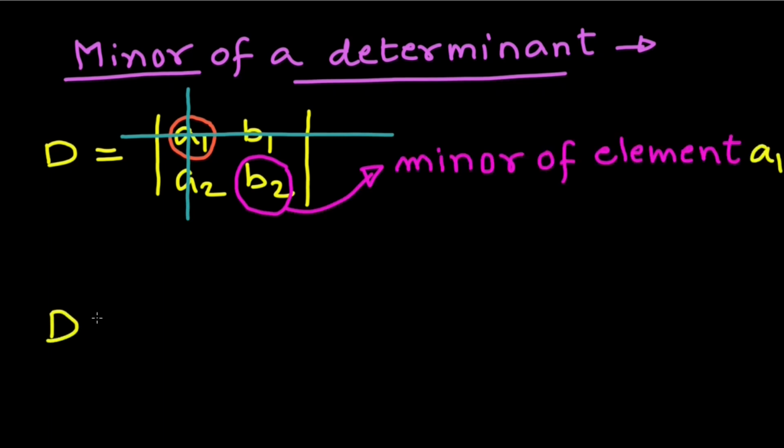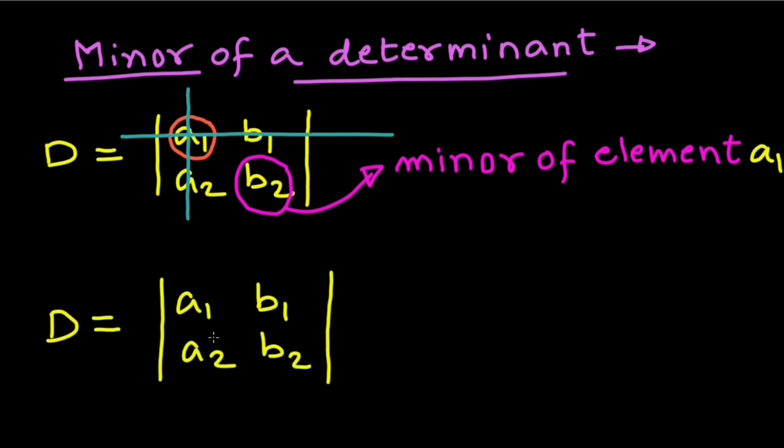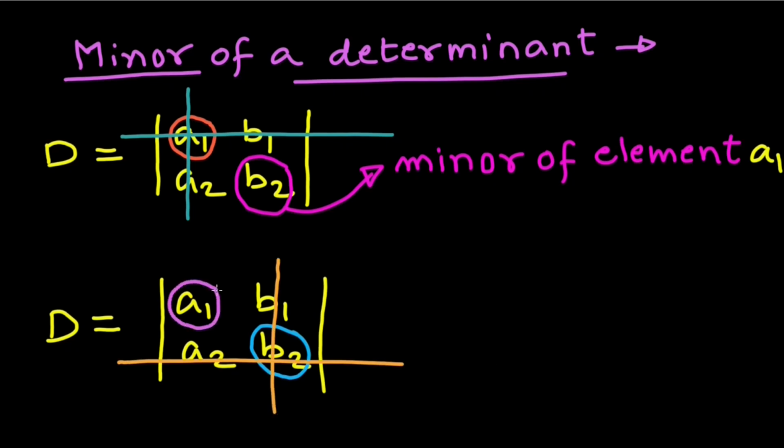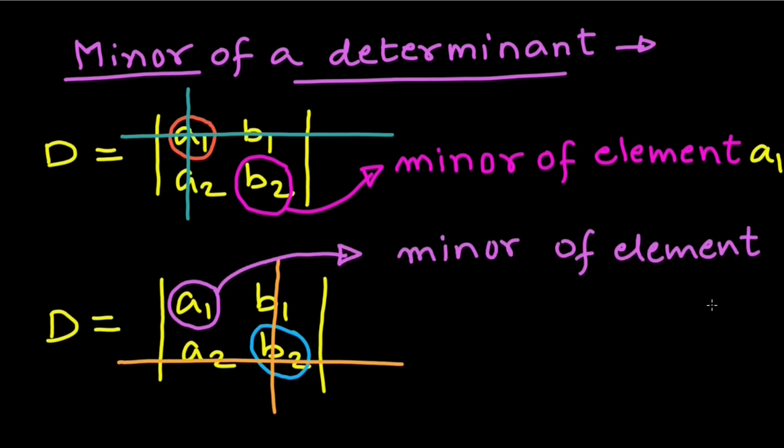Similarly, in determinant a1 b1, a2 b2, we want to find the minor of element b2. We have to hide the row containing b2 and the column containing b2. What remains is the element a1, and this is the minor of element b2. This is how we can find the minor of any element in the determinant D containing elements a1 b1 and a2 b2.